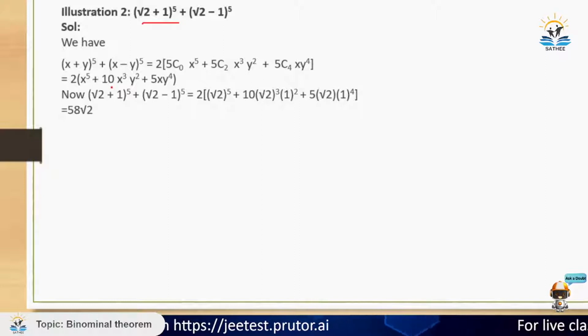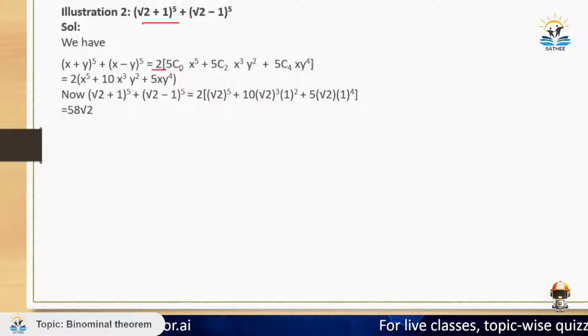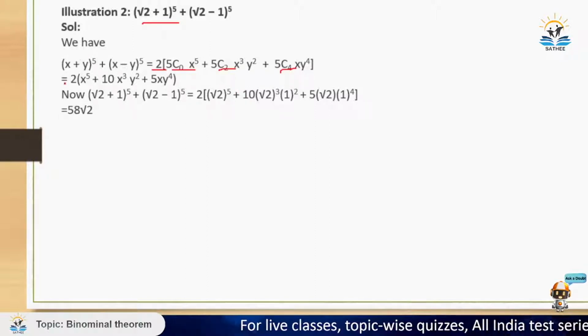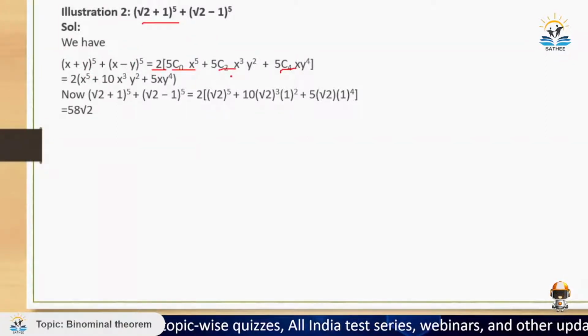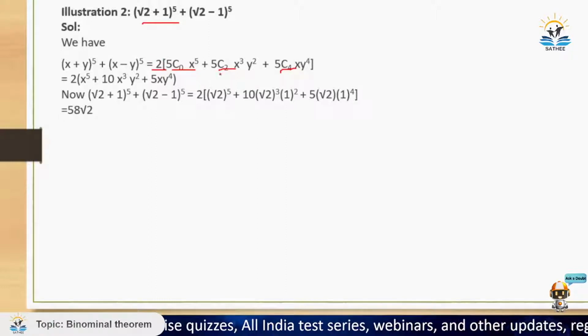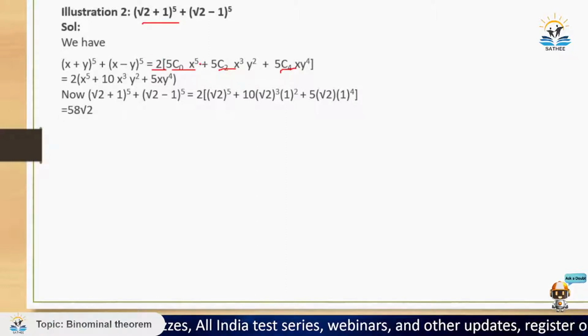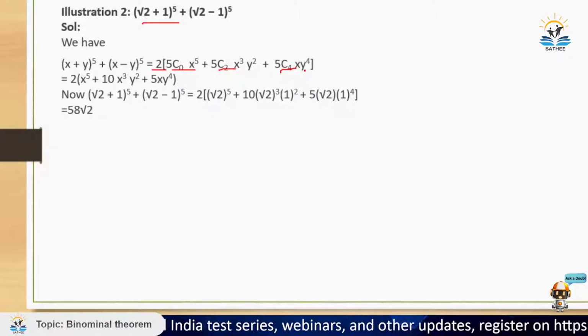So you will only get the even terms, that is NC0, then NC2, then NC4. Only those three terms, NC0, NC2, and NC4. C1 and C3 will get cancelled because one is plus and one is minus. So you will get only these three terms, and you should expand it, and both will be the same. So it will be twice NC0, NC2, and NC4 times x power 5, x power 3 y squared, x power 1 y power 4.